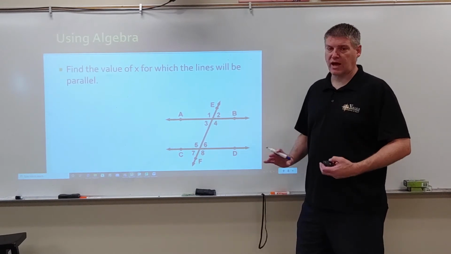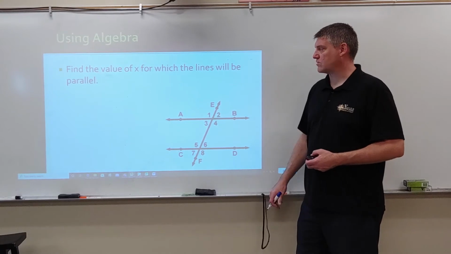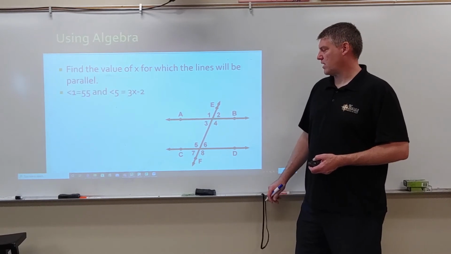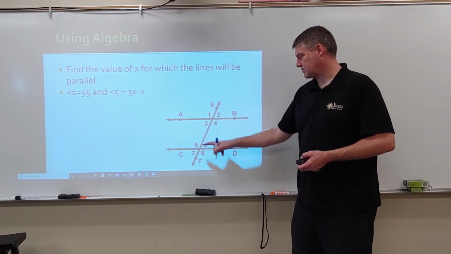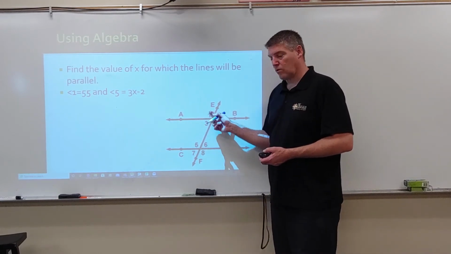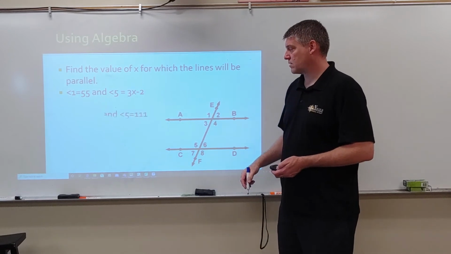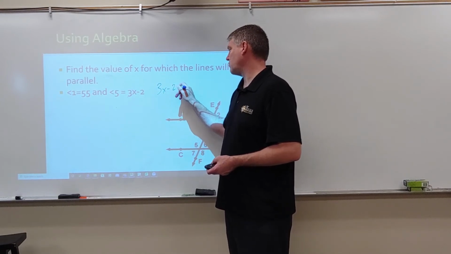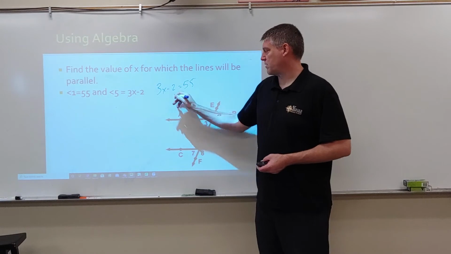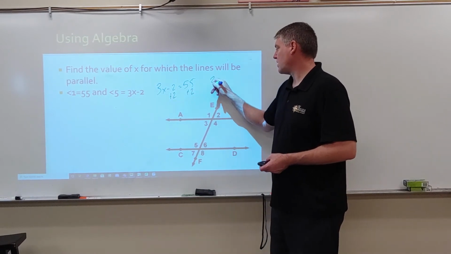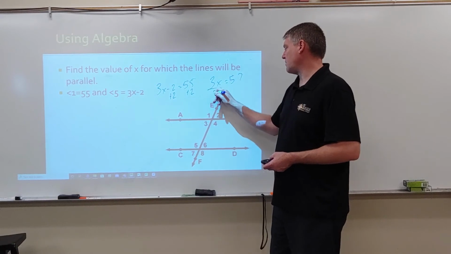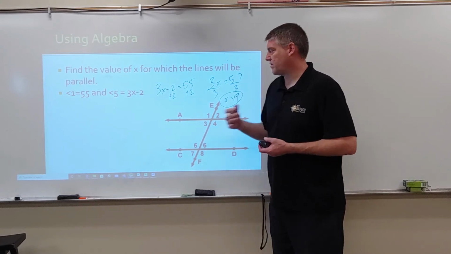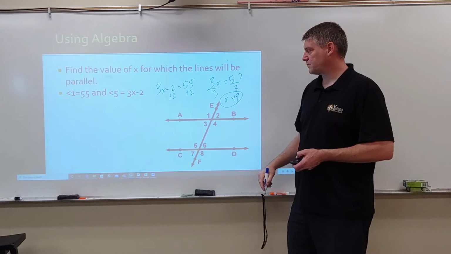Now we're going to use algebra to show that these are parallel. It says find the value for x for which the lines will be parallel. Angle 1 is 55, angle 5 is 3x minus 2. Remember, to make these parallel, 1 and 5 have to be equal to each other. So 3x minus 2 equals 55. Now we solve algebraically. Add 2 to both sides: 3x equals 57. Divide by 3, x equals 19. And there's my value of x to make these parallel.